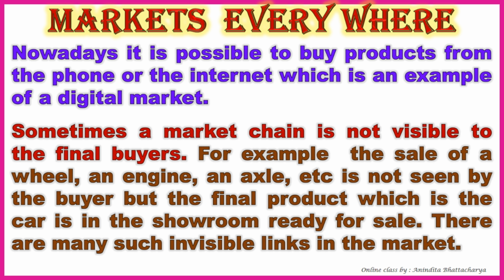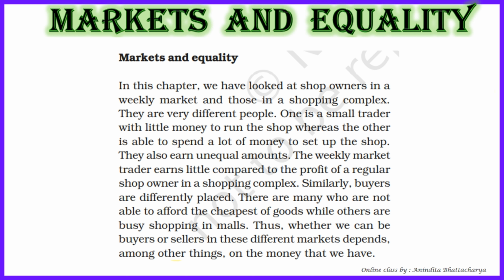Okay? Sometimes a market chain is not visible to the final buyers. For example, the sale of a wheel or engine is not seen by the buyer, but the final product, which is the car, is in the showroom ready for sale. There are many such invisible links in the market. Now we are going to discuss our next topic, and that is markets and equality.